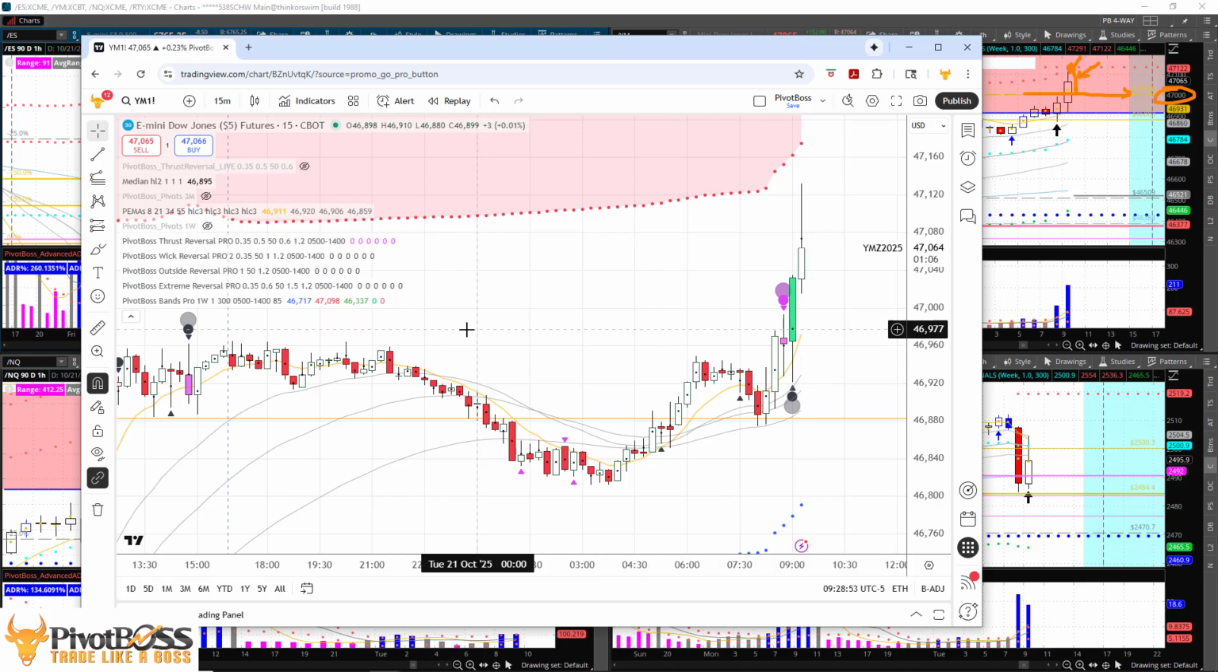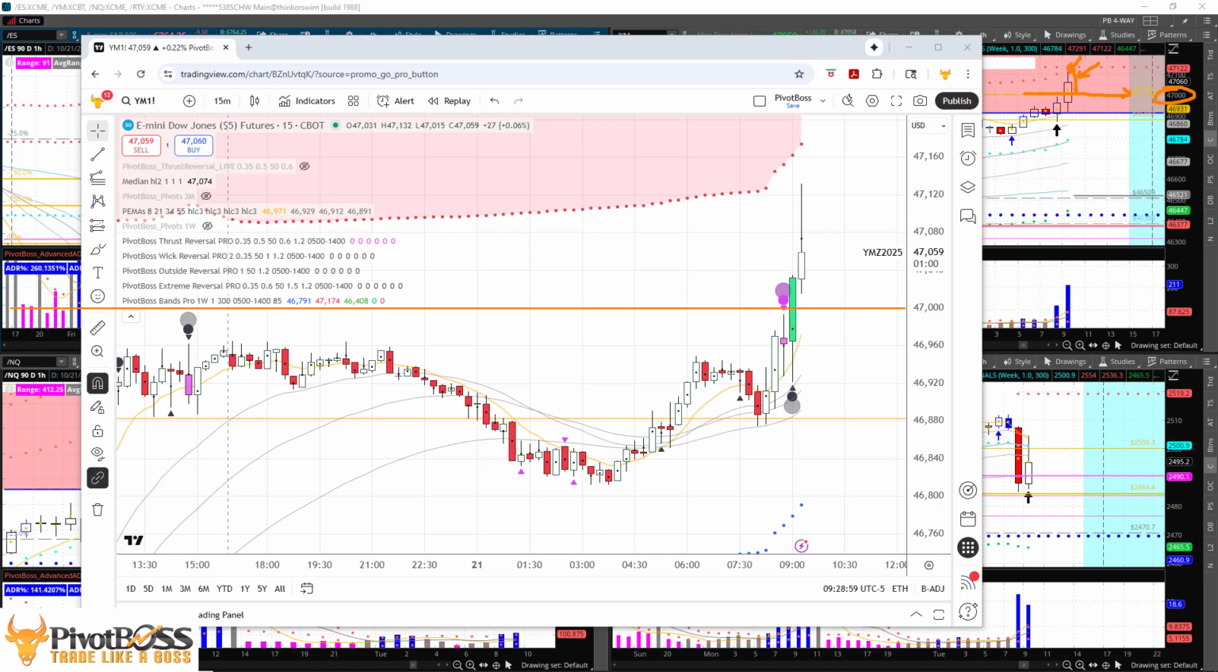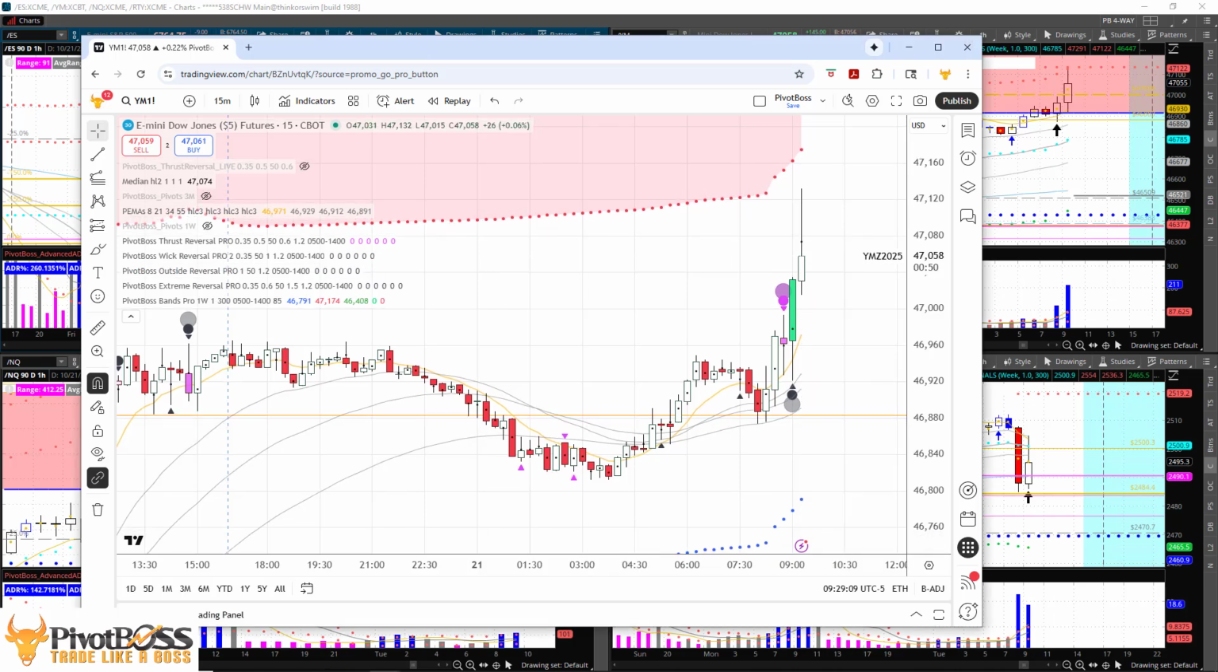Again, 47K, the big level. That's this level here. So this one's showing early reversals, and here's the first signal right there. That's your wick reversal flash. So that tells you have a wide range bar already, and now you're throwing off your first initial signal here for that bar.